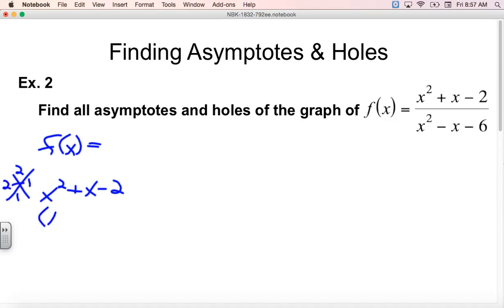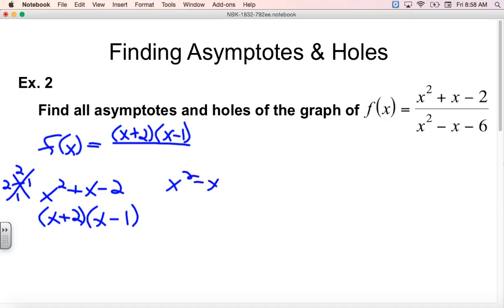2 and 1. So we got x and 2. We got x and 1. We're going to use a plus on one of them. So the big number gets the plus. So this simplifies to x plus 2 times x minus 1. Right, then on the bottom, we're going to factor it also, x squared minus x minus 6. So we factor that, we'll multiply it to be 6 and subtract it to be 1.